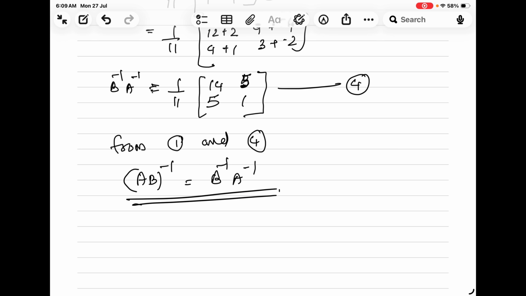I hope that you understood the properties of the inverse of a matrix and how to find the inverse. So in the next class I will give the solution of linear equations using the matrix method.